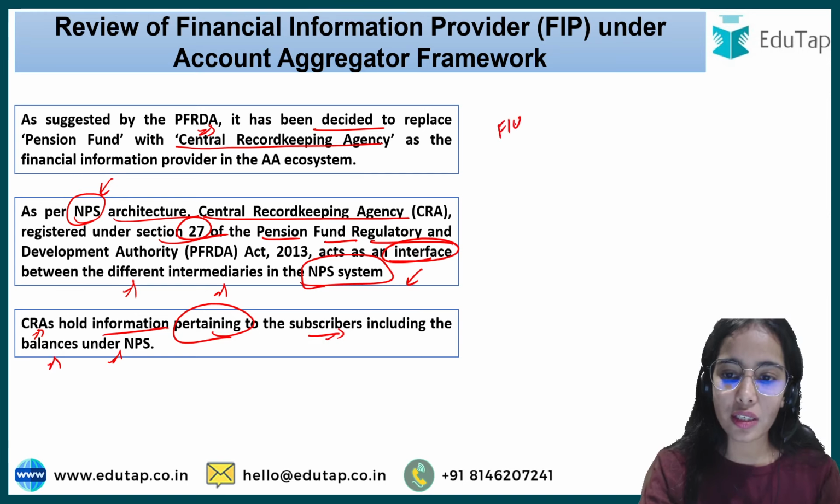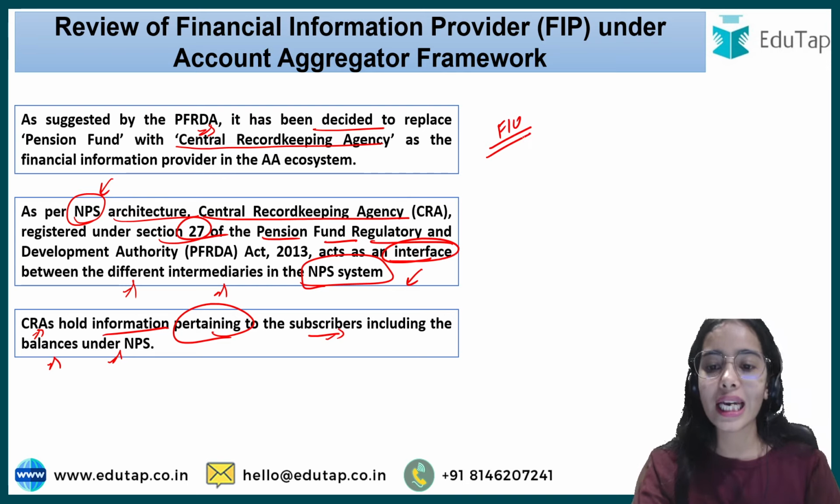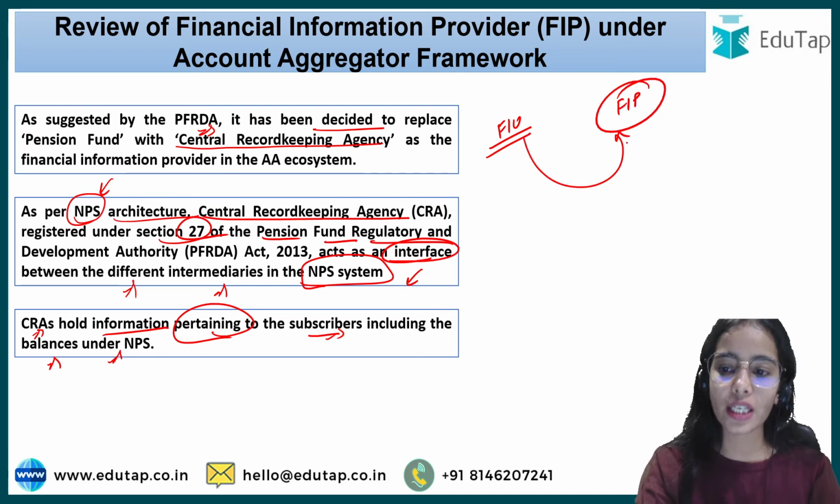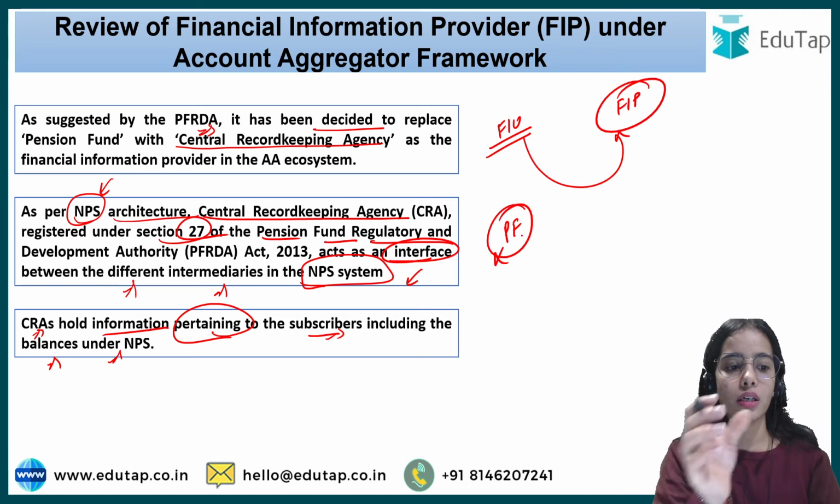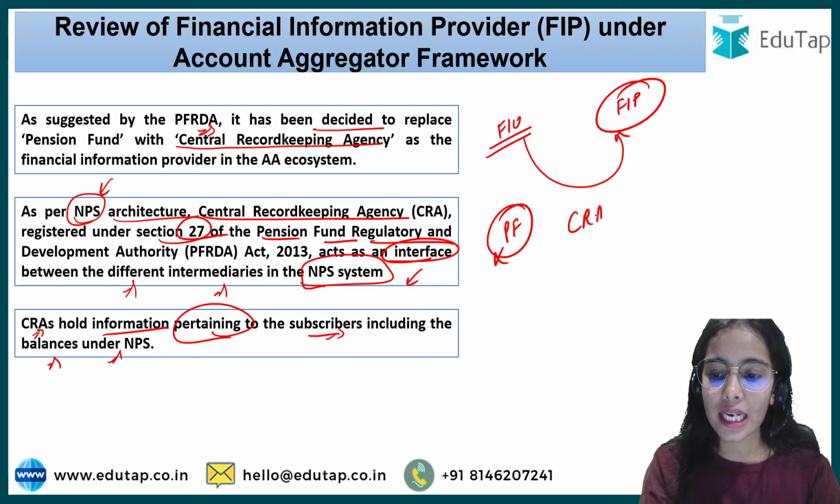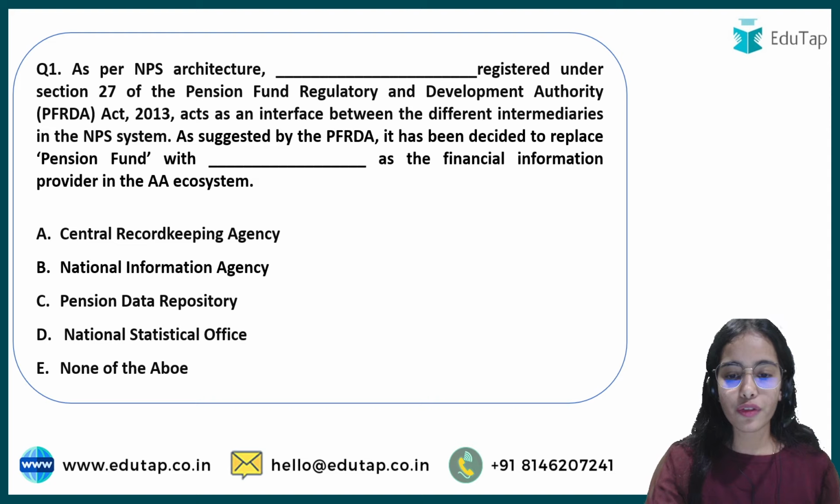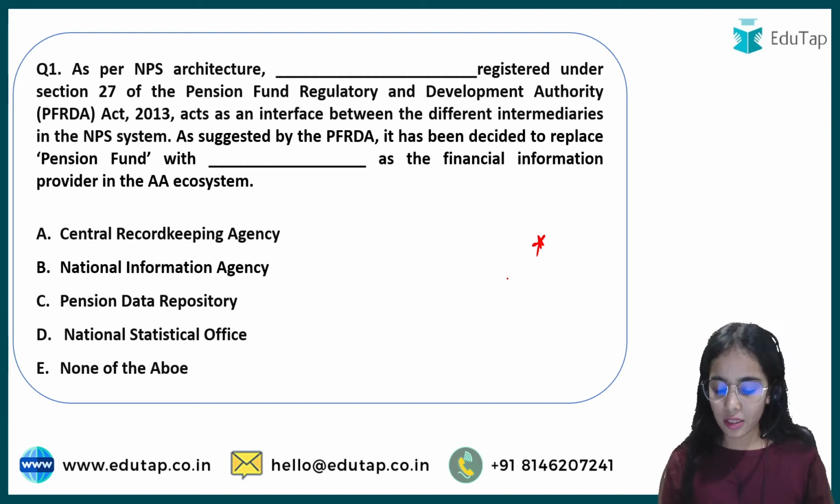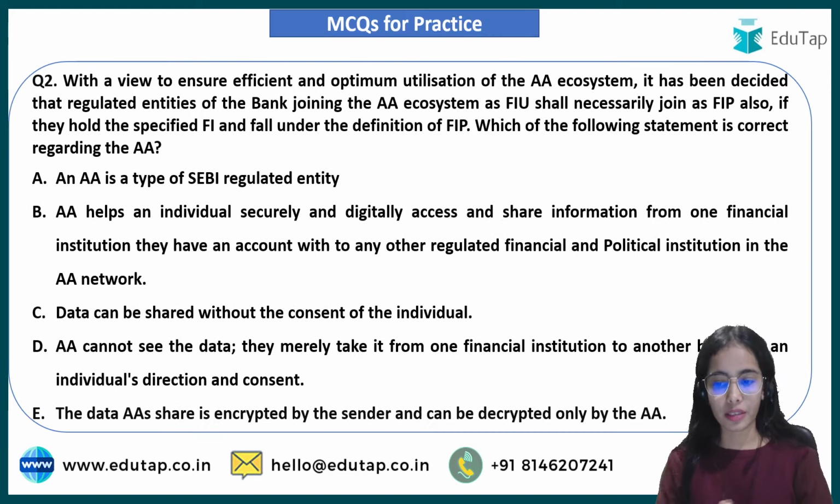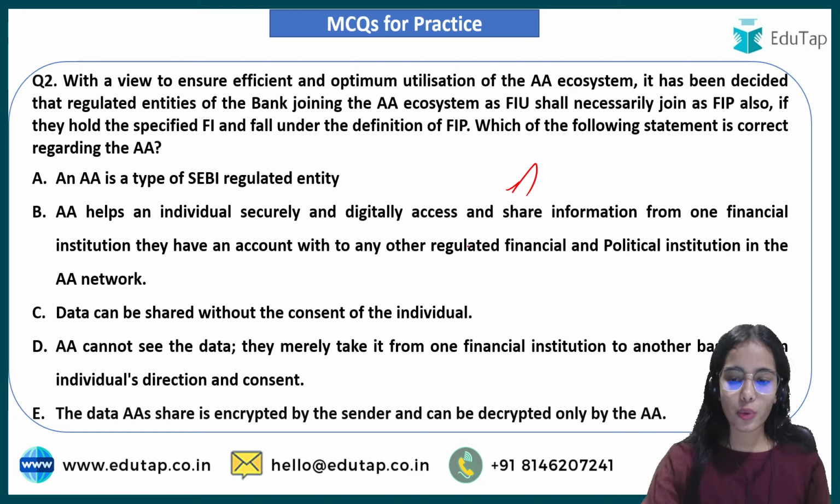One is that if someone is joining as the financial information user, they have to join as the financial information provider if they are eligible. The second update is that the pension fund is no longer the financial information provider, it is the CRAs that are the financial information providers now. So now try to give the right answer to the first question. I hope you will be easily able to answer this question, and this is the second question, regarding the account aggregator. The account aggregator ecosystem is very important, it is the new ecosystem, so it becomes important for all of you to know about it and to have the details about it. So try to answer this question.